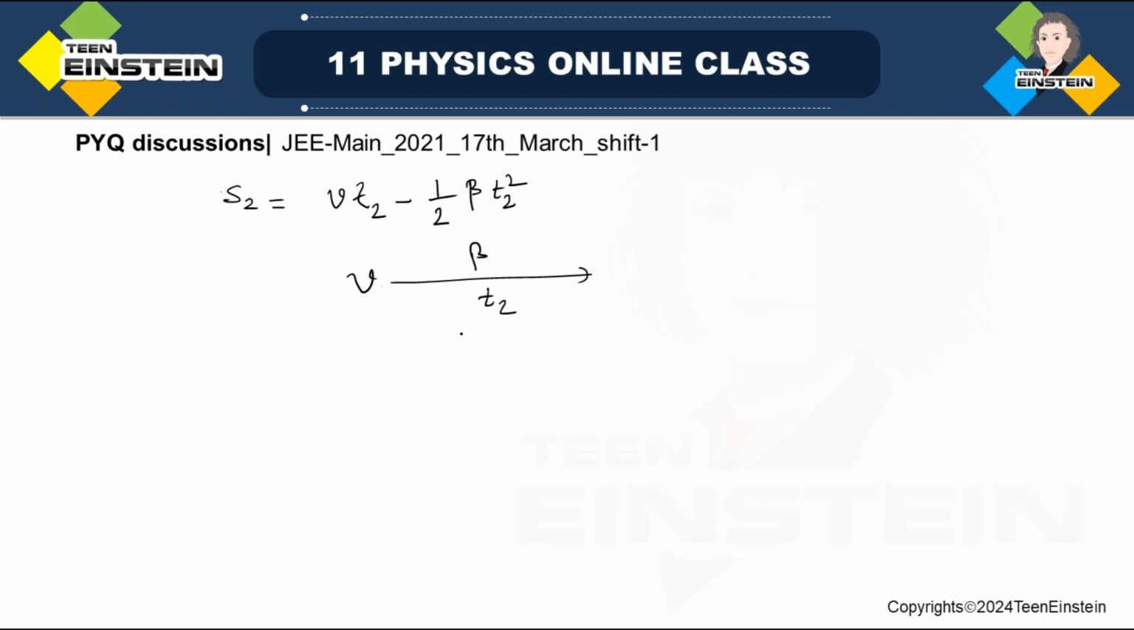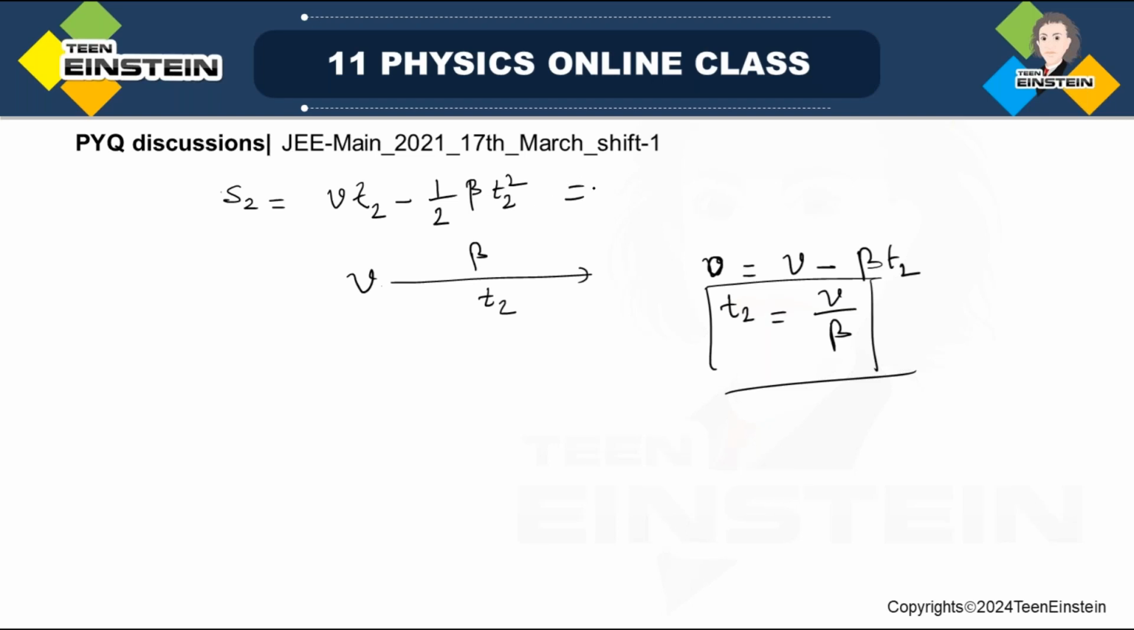It is moving for t2 seconds before it stops. So can I write that the final velocity 0 is equal to v minus beta into t2? This is very simple. I can write this because the final velocity is 0. This is deceleration, so v is the initial velocity when it starts its deceleration. So t2 I can find out as v by beta.